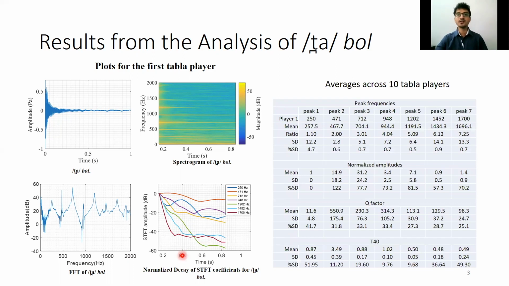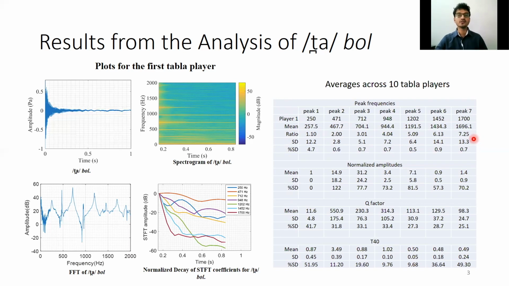Averages across 10 different tabla players are summarized. The first 7 peak frequencies observed in the spectrum are tabulated. The next row shows the mean of peak frequency taken across 10 tabla players. The ratio of frequencies is obtained by normalizing with the second mean peak frequency. This ratio shows that the ta bol is nearly harmonic. However, the harmonicity is hampered towards the seventh peak.